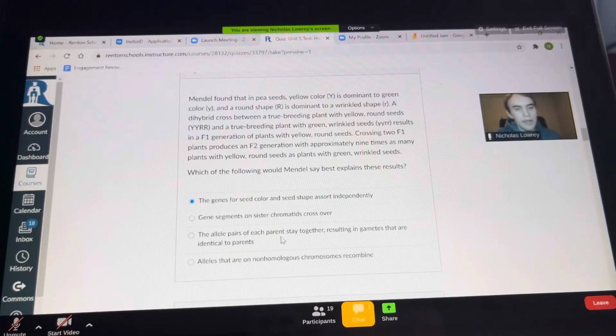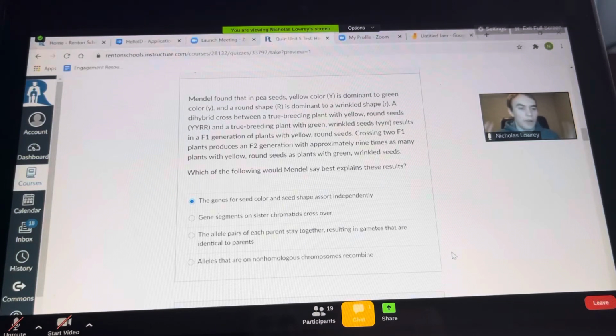The allele pairs of each parent stay together. So this, again, if you recognize the 9 times and you recognize that ratio, you know that we have those 2 sets of 3 where we have recombinants, where we have those heterozygous phenotypes. And so if this was true, if the alleles always stayed together, we would never have those, one dominant, one recessive answers. So we can rule this out. And then finally, alleles that are on non-homologous chromosomes recombine.